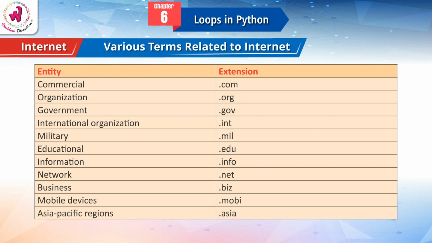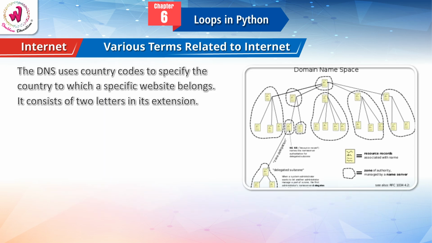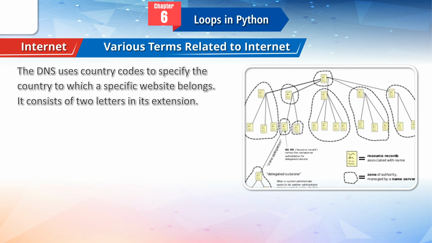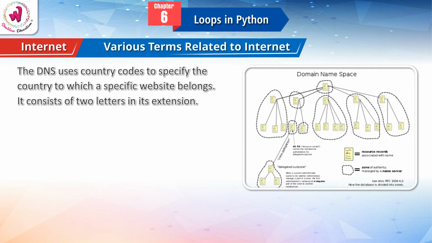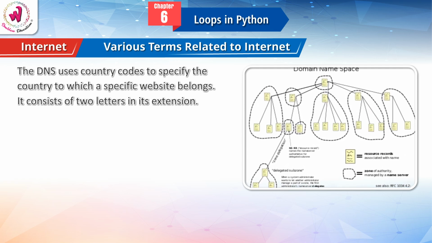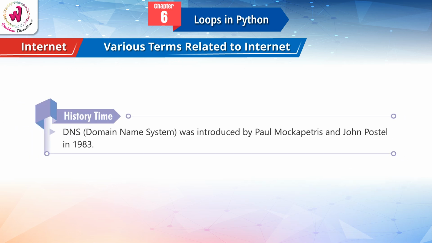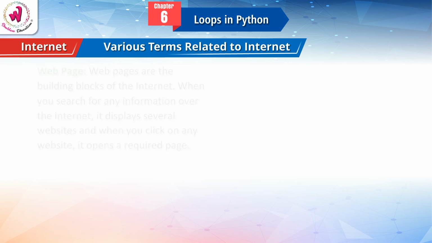Mobile devices, .mobi. Asia Pacific Regions, .asia. The DNS uses country codes to specify the country to which a specific website belongs. It consists of two letters in its extension. History time. DNS, Domain Name System, was introduced by Paul Mockapetris and John Postel in 1983.